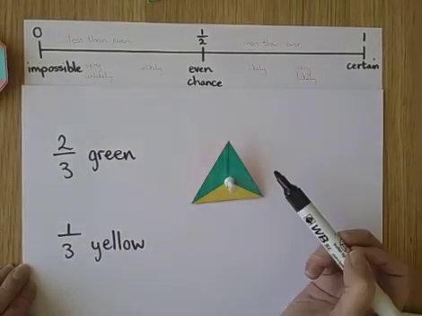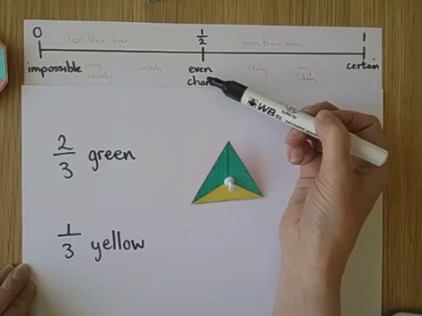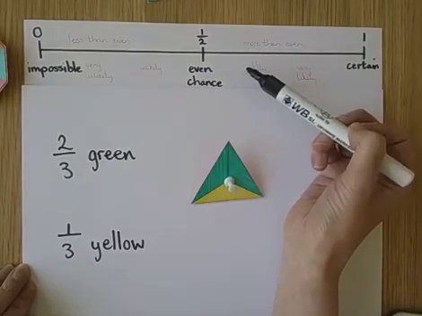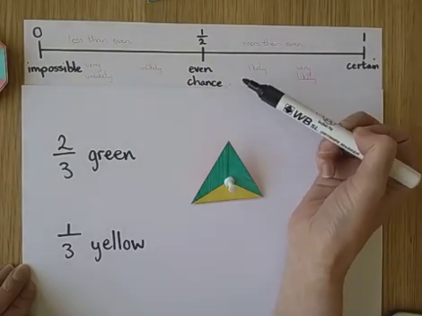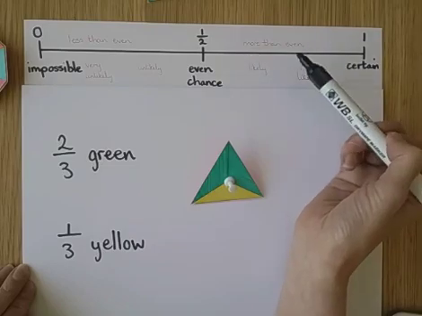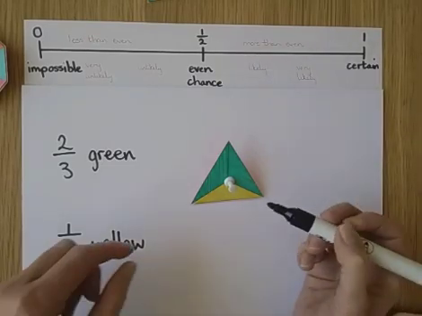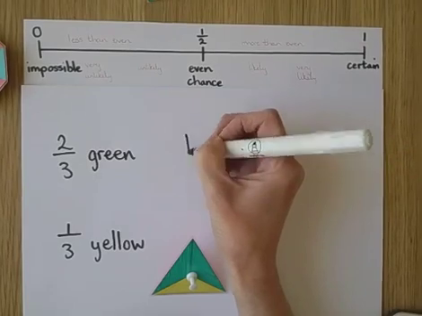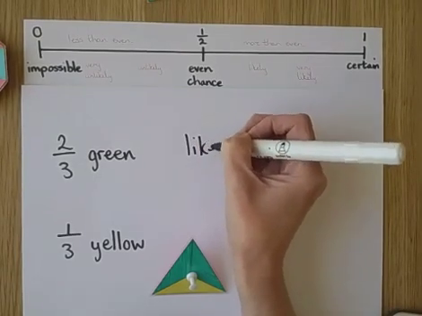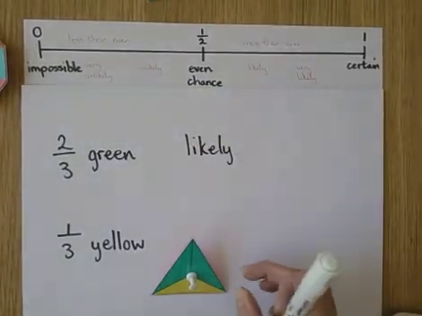Well, if 2 out of the 3 sections are green, that's more than even. So it's going to lie somewhere within this zone. The chance of landing on green is more than even. So we're going to use, for this one, the word likely. We could say that this probability spinner is likely to land on green.